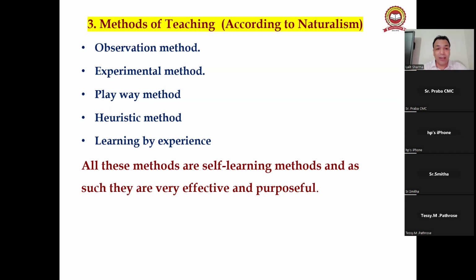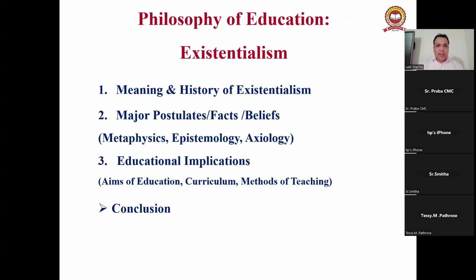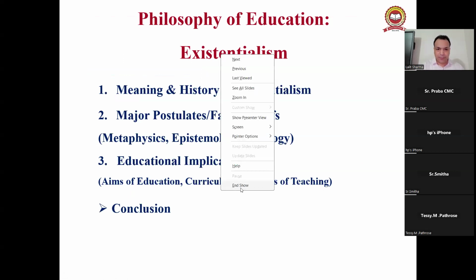That's why experimental method, playway method, heuristic method, learning by experience. Now we should have knowledge of all these methods. And according to idealism and pragmatism, lecture method, demonstration method, and laboratory method, we should have the knowledge. Then after mixing all the things and getting all the knowledge, one teacher can truly and effectively teach the student. This is the reason, right? So we are done with all the three philosophies. Now next is existentialism. Okay, I close my lecture here, right, guys?